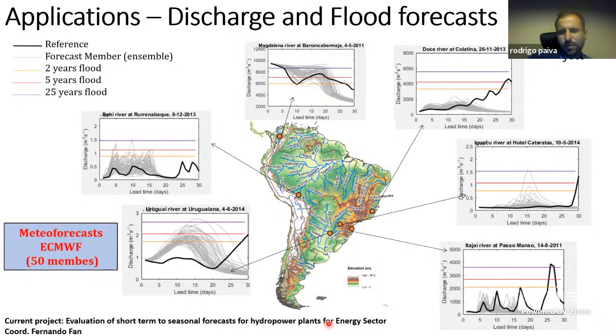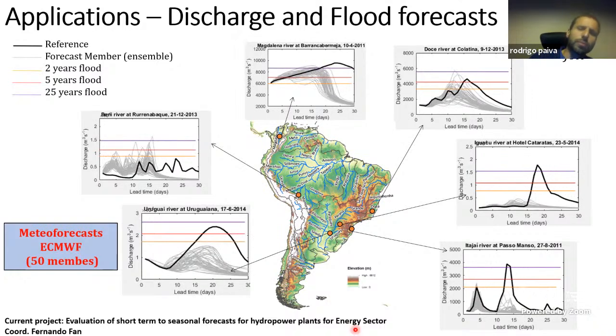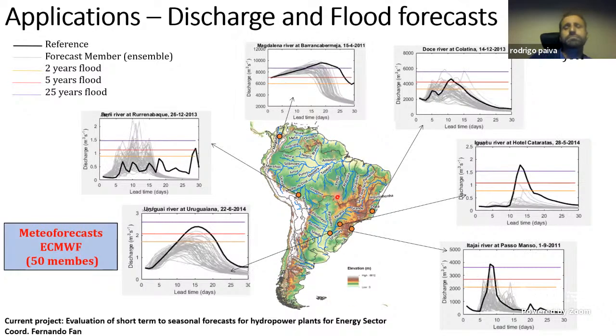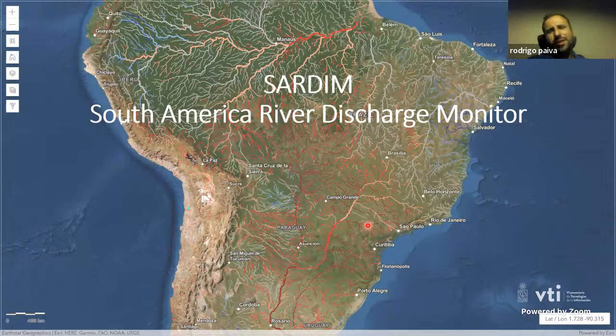For instance, for the Brazilian energy sector, for the hydropower plants, they really need these forecasts to know how to operate all the reservoirs. And what is already operational is this system that we call SARDIN, which stands for South America River Discharge Monitor. This is basically a monitor that is built from the hydrological model. It can produce maps like this one showing the current states of the South America rivers.